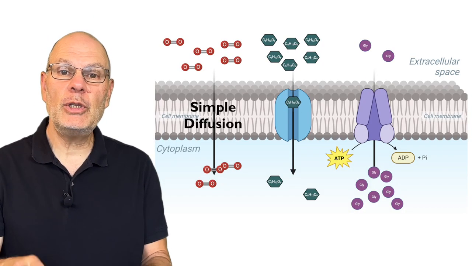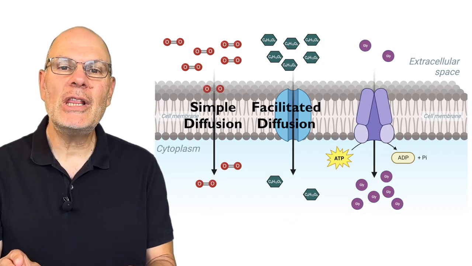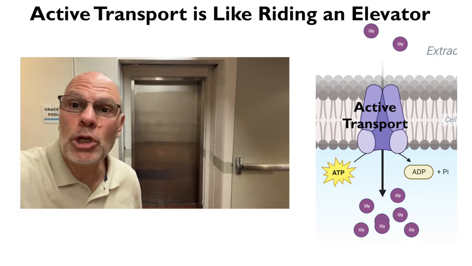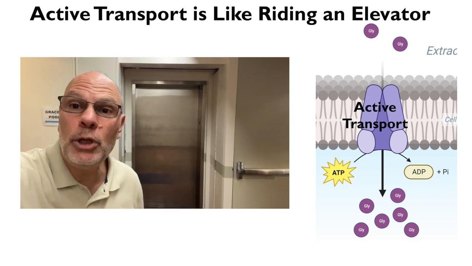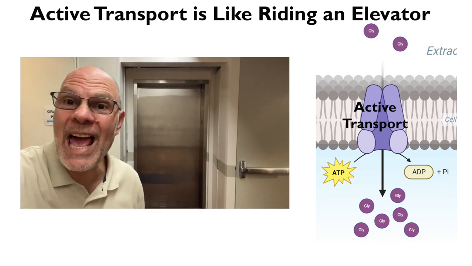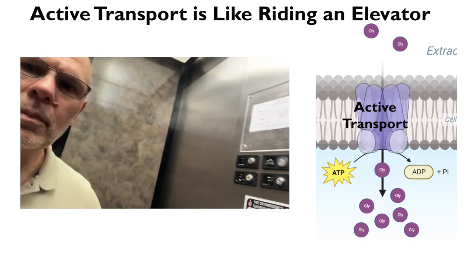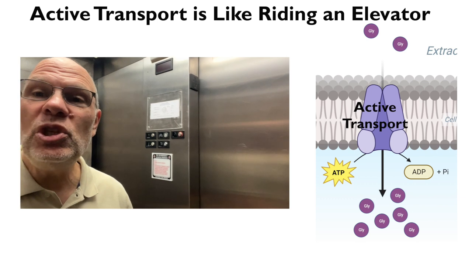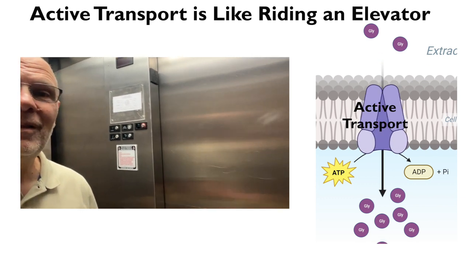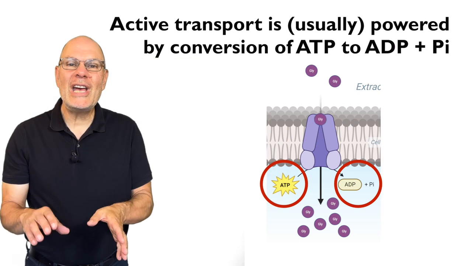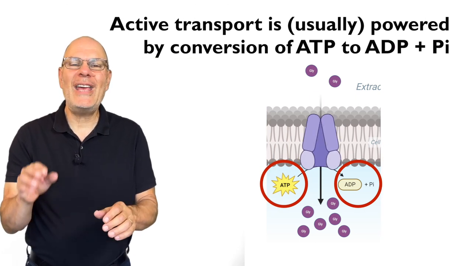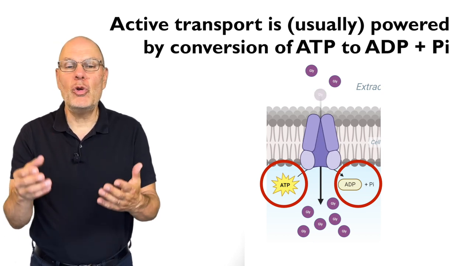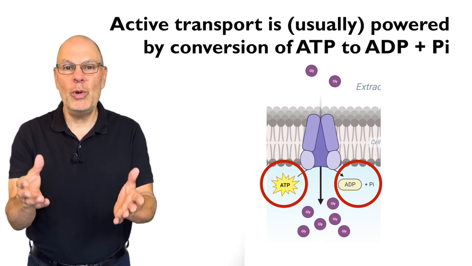We've learned about simple diffusion and facilitated diffusion. Now our last topic, active transport. Let's start with an analogy. If I was a tiny particle or a molecule, and this building was a cell, then me taking the elevator would be like active transport. There's a transport mechanism, the elevator, and the building is using its energy to transport me from one floor to another. Where's that energy from? It's from the conversion of ATP to ADP and phosphate. That's the energy source for most energy-requiring processes within cells.